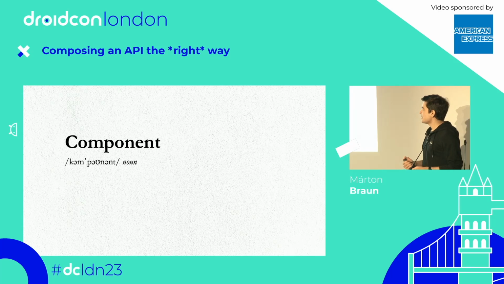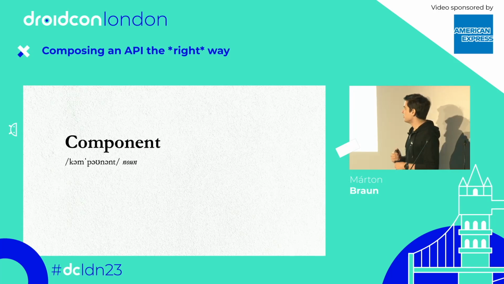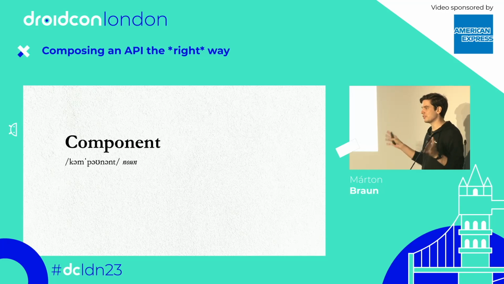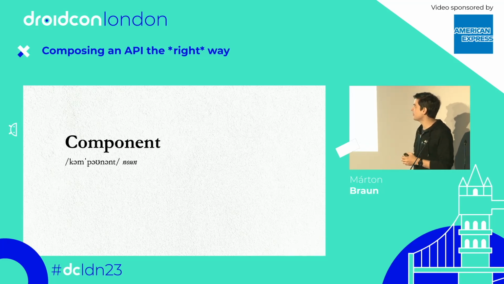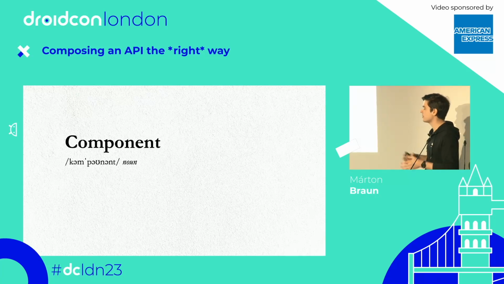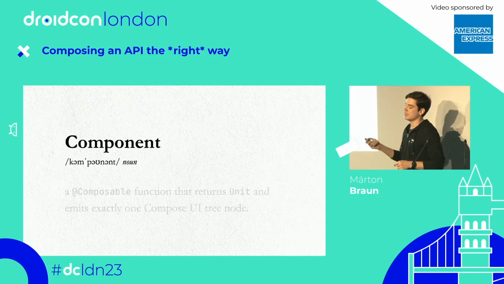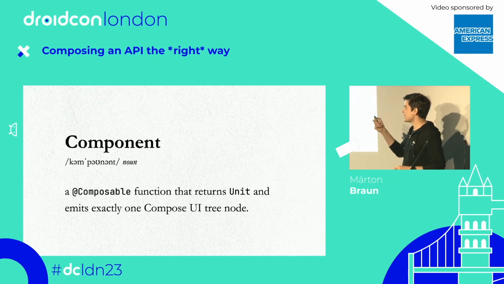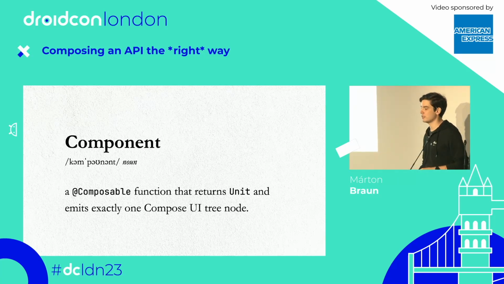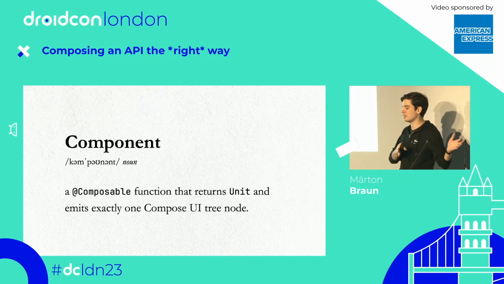OK, at this point, I want to define a term. I want to define component. The guidelines define about 3 different terms, which all kind of contribute to the same idea. So I've just merged those things, and I'm going to call this a component for the sake of the talk. So components in this discussion are going to be a composable function that returns unit and emits exactly one compose UI tree node. Returns unit, emits a compose UI node.